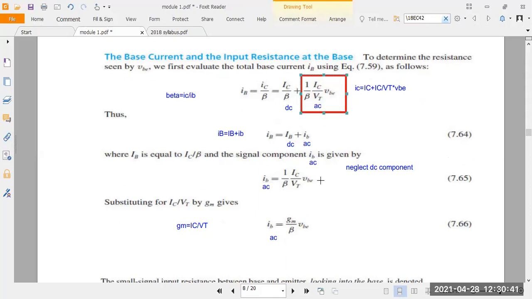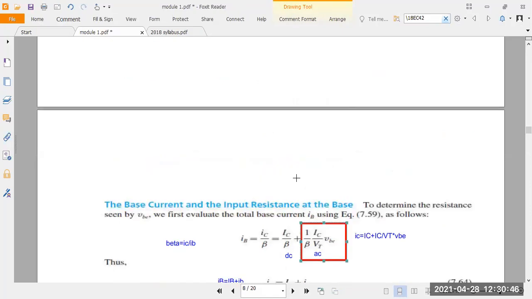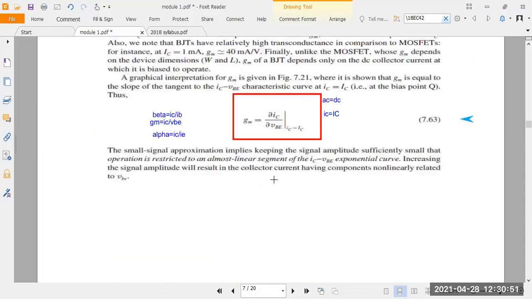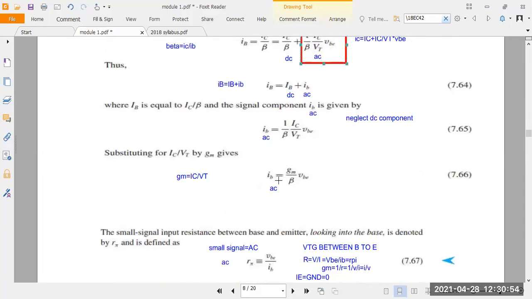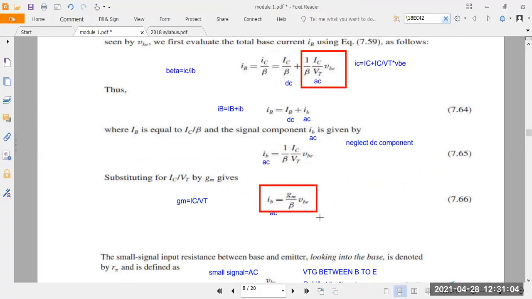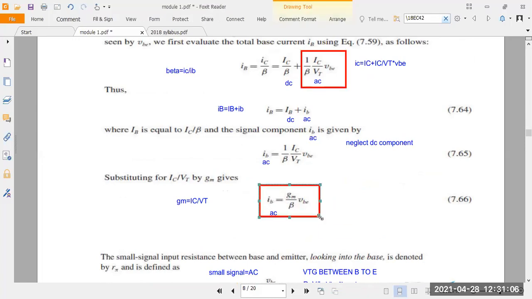Then substitute here. IC divided by VT, what did you get previously? See this equation: IC divided by VT means it's gm. Substitute here, IC divided by VT means gm. Then what is the final equation now? ib is equal to gm divided by beta into vbe, that is, gm divided by beta into vb. This is the AC base current.